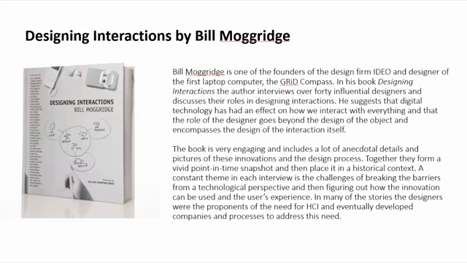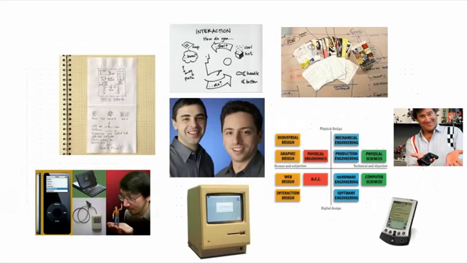Designing Interactions by Bill Moggridge. Bill Moggridge is one of the founders of the design firm IDEO and designer of the first laptop computer, the Grid Compass. In this book, Designing Interactions, the author interviews over 40 influential designers and discusses their roles in designing interactions. He suggests that digital technology has had an effect on how we interact with everything, and that the role of the designer goes beyond the design of the object and encompasses the design of the interaction itself.